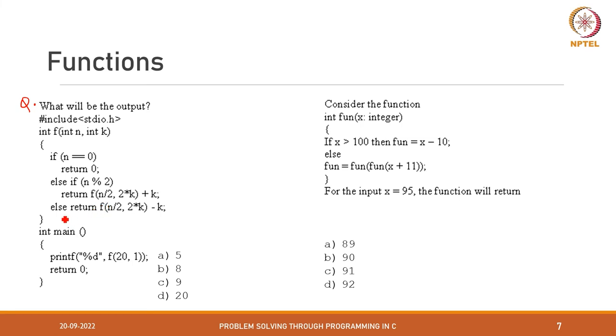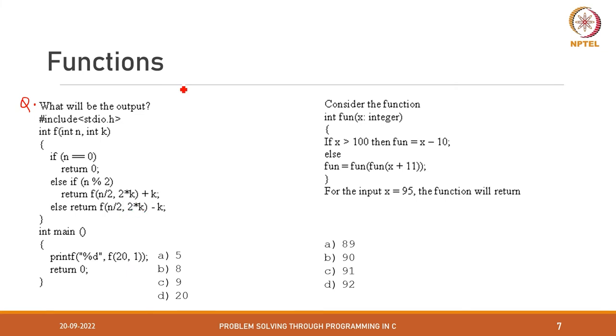That means if n is even, this will become 0, so this condition will not be satisfied anymore, this will be false. So then in that case the else condition will play out, that is it will return this particular value. Now the initial input given to this function is f of 20 comma 1. Alright, so let's work this out, what exactly we'll get.